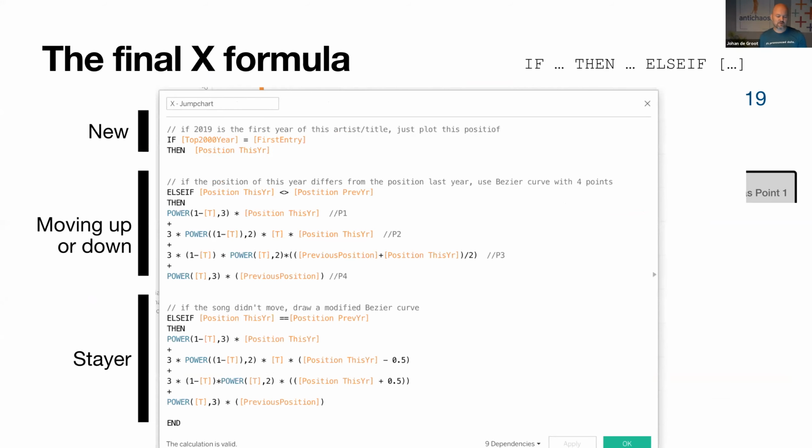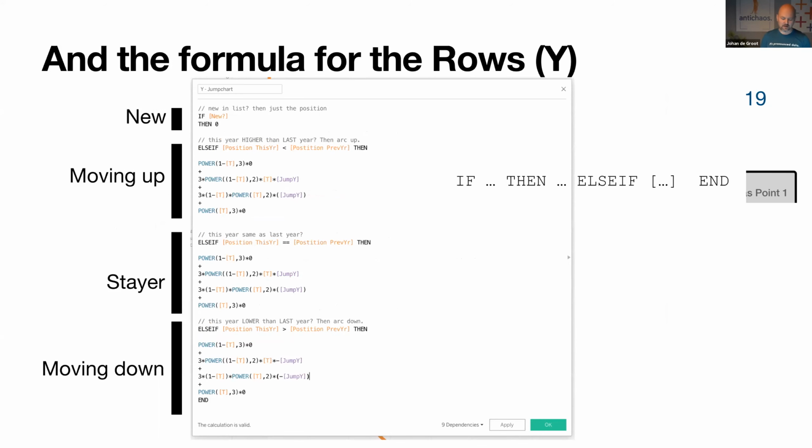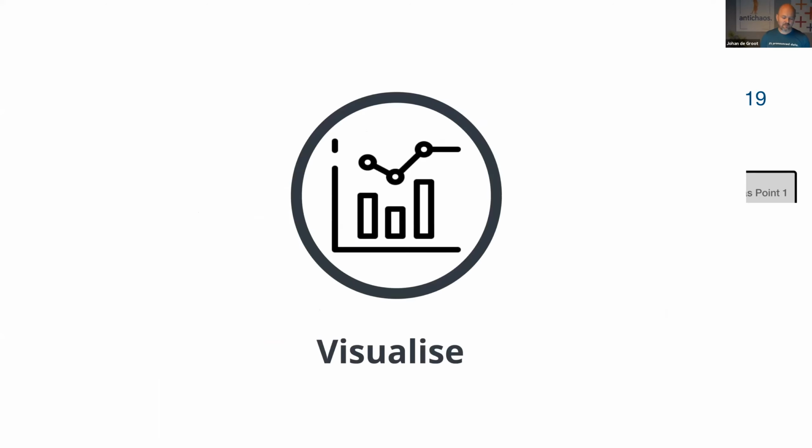The final version of the X jump chart looks like this. And you can break it down by the several versions. And the same for the Y formula. Okay, now we have got all the fields we need. Let's create the visualization.